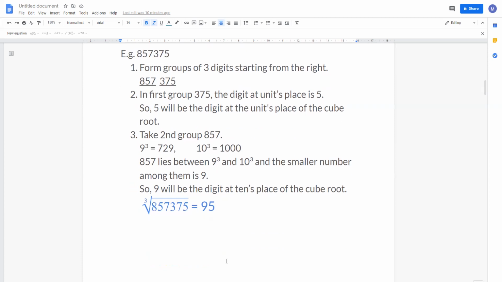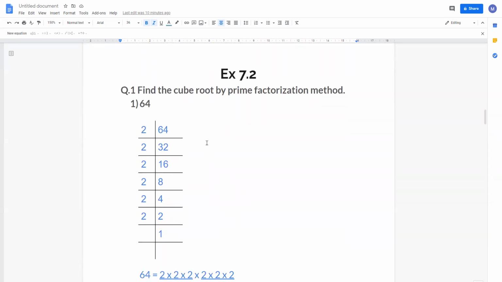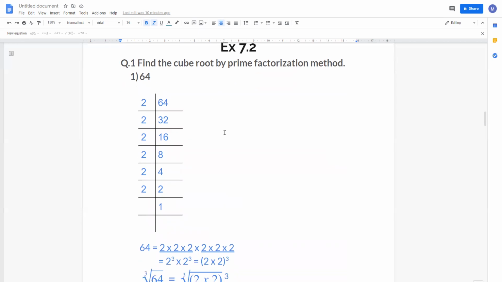Now we are going to start exercise 7.2. That is question number 1. Find the cube root of the following numbers by the prime factorization method. First one, 64. 64 is a very small number, but it is given in the question as the first one, so we are doing it. First of all, we have to find the prime factors of 64. 64 is divisible by 2. Dividing 64 by 2 you will get 32.